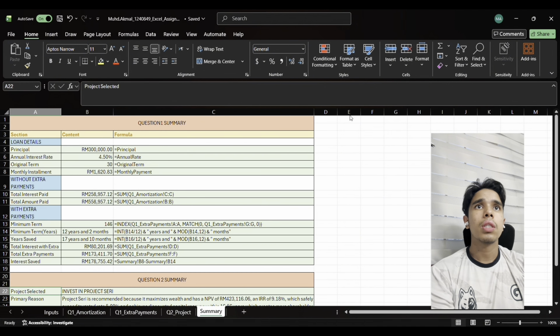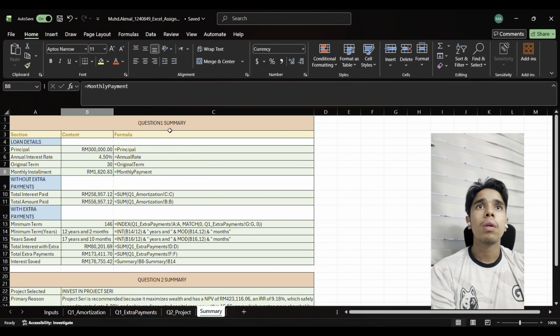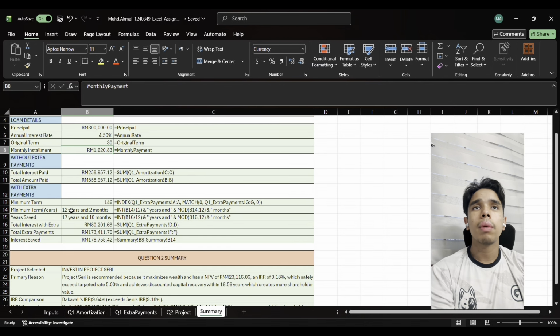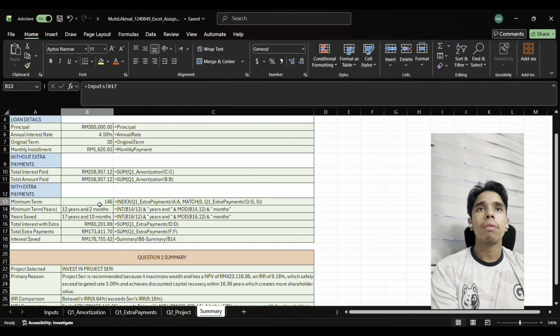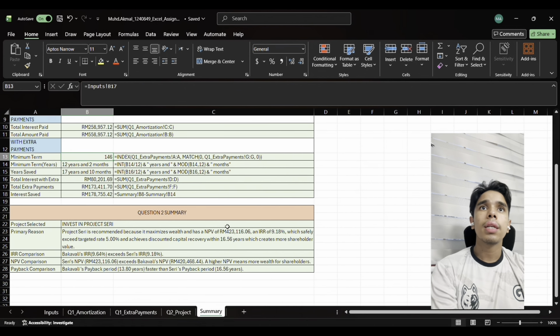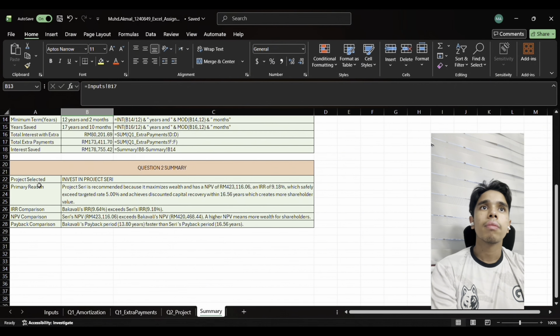So for the summary, for question 1, we know the monthly installment we get is 1,602.83. And the minimum term with the extra payment, we know they will pay off all the loan in month 146. Okay, for the question 2 summary, the project that we select is project Seri.